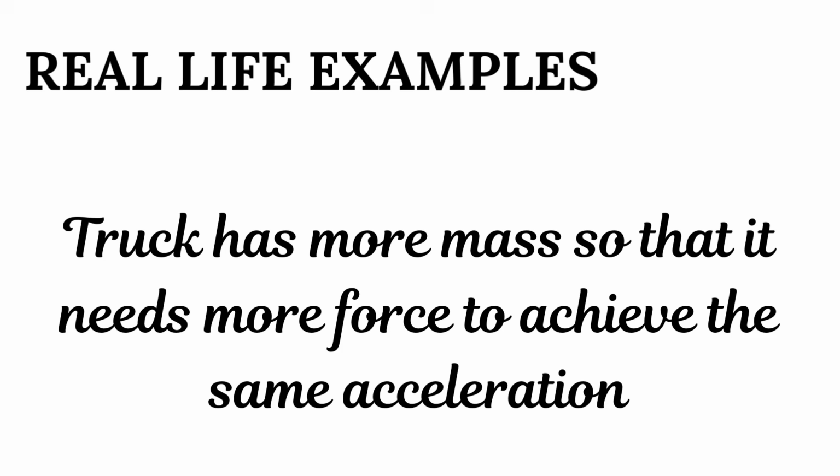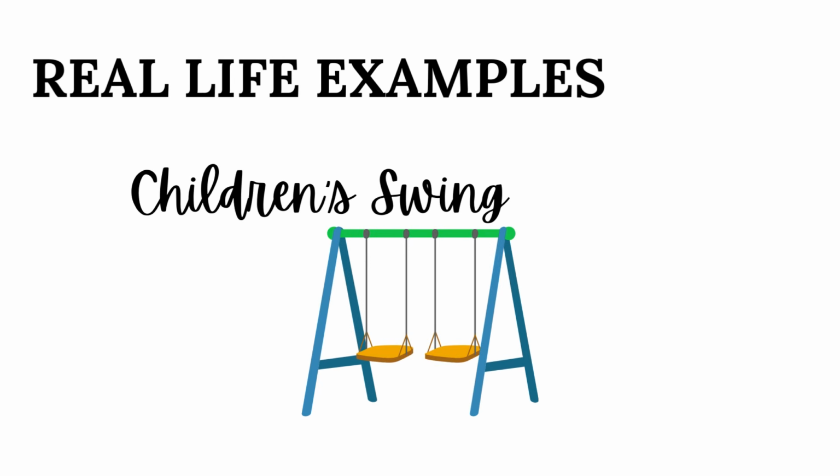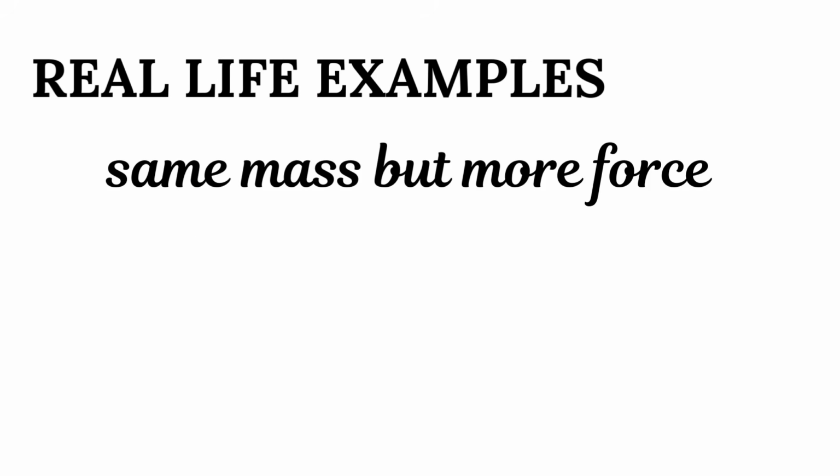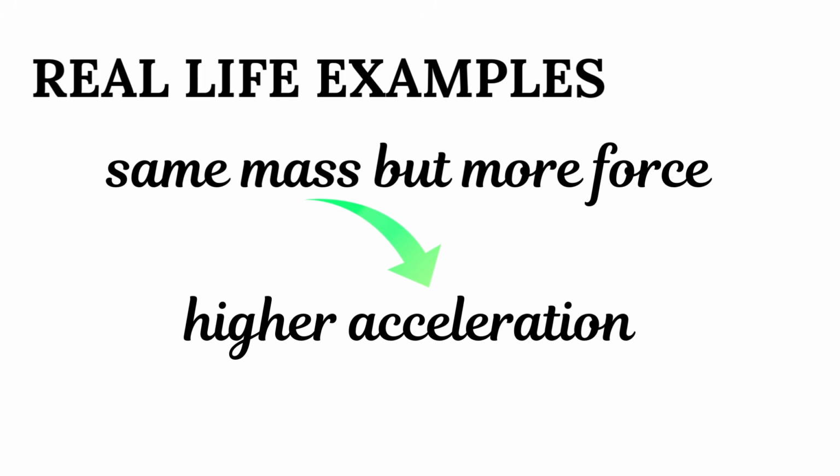Example number 3 is a children's swing. Push a child gently, they will swing. Push harder, they swing higher. It means they achieve more acceleration. Same mass but more force means more acceleration.